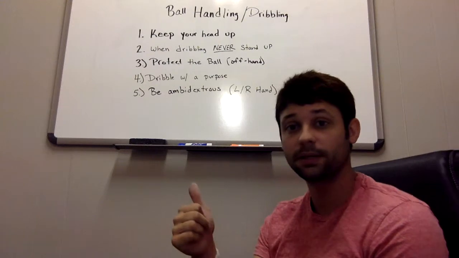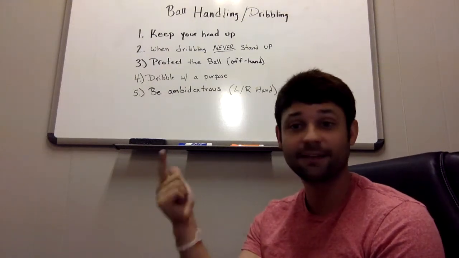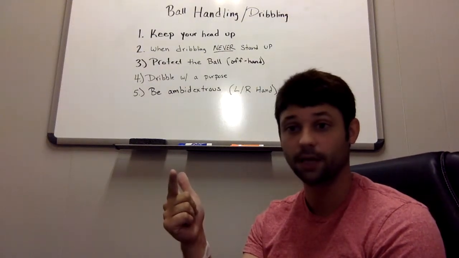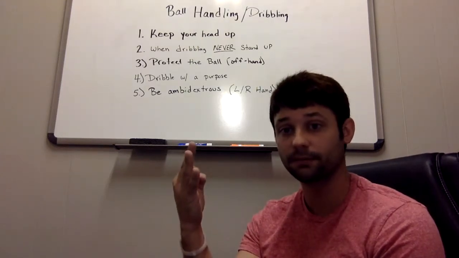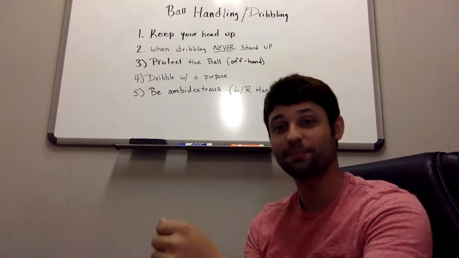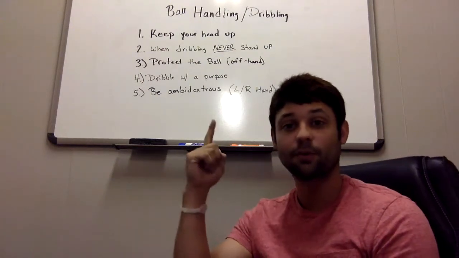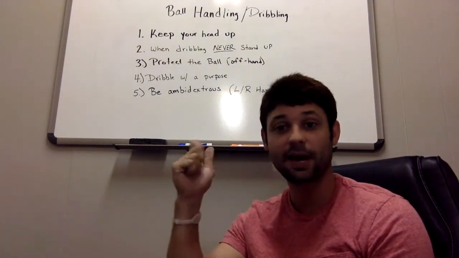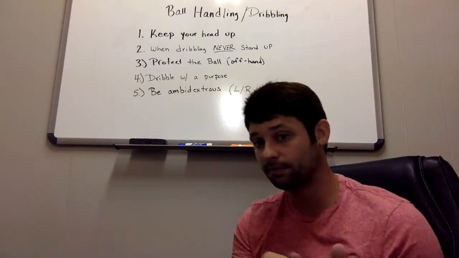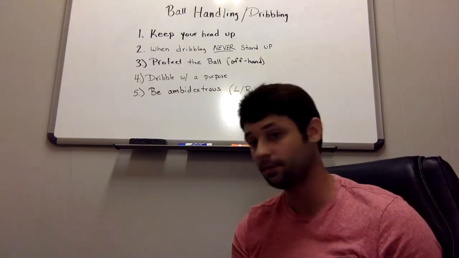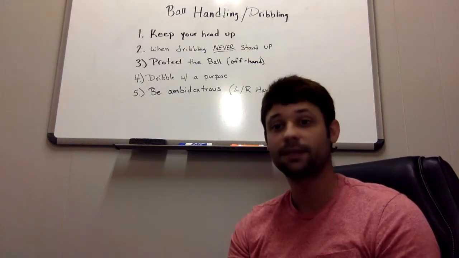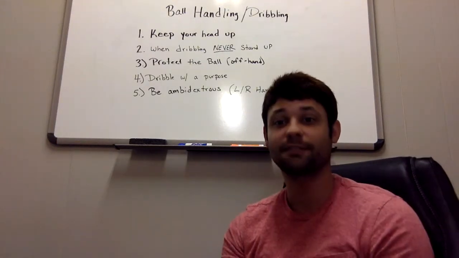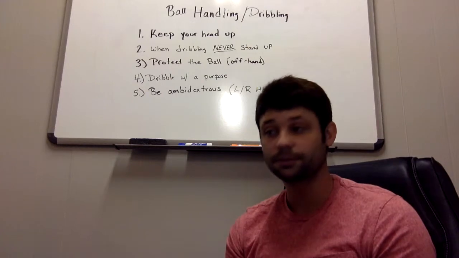Okay, those are, again, I'm going to go over them again. Number 1, keep your head up. 2, when dribbling, never ever stand up. Stay low at all times. 3, protect that ball with the offhand. Okay, private and public property right there. 4, dribble with a purpose. And then 5, be ambidextrous. Dribble as good with your left. If you're right-handed, you ought to be dribbling as good with your left hand as you are with your right. So that sums up our 3 basic offensive fundamental skills.